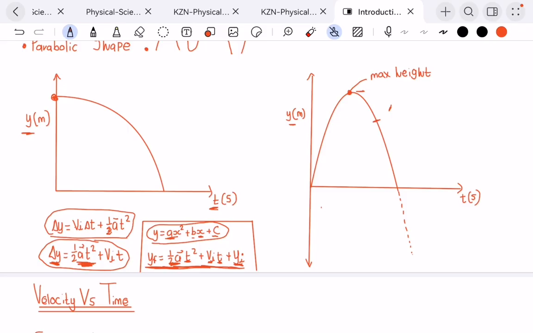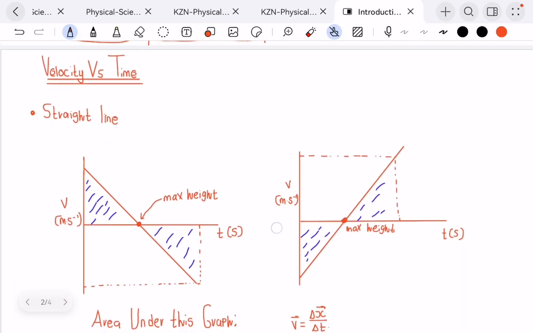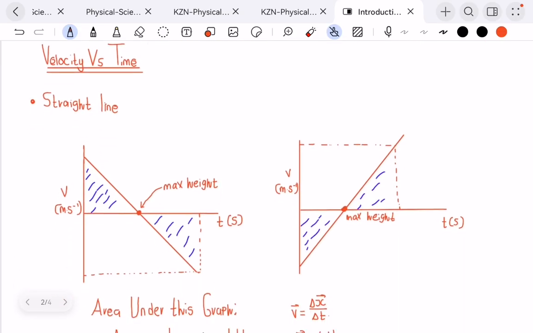And then we're going to move on to the second type of graph that you have to know, which is the velocity versus time graph, right? This graph tells us the velocity of our object at any time. Remember, the position versus time graph tells us where our object is at any time. Maybe after 2 seconds, it can tell us our object is at this location. But the velocity versus time graph tells us the velocity of that object at any time.